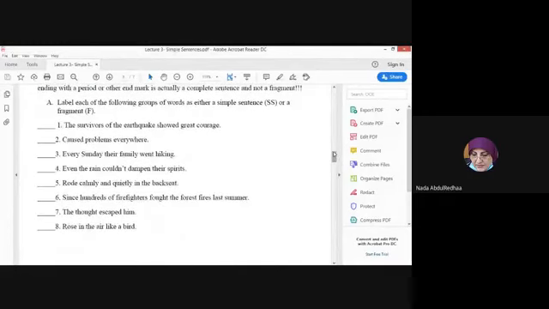Now, we have some examples here, and I want you to tell me whether they are a fragment or a complete simple sentence. The first one: "The survivors of the earthquake showed great courage." What do you think? Is it a complete sentence or a fragment? Ghadir Ibrahim? A simple sentence. So it is a correct simple sentence.